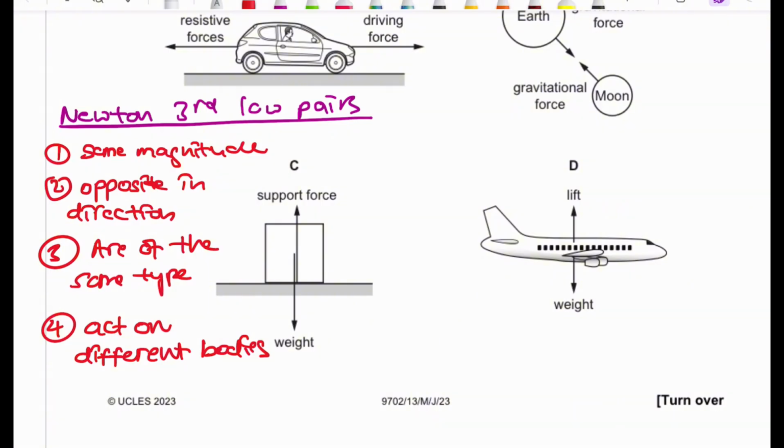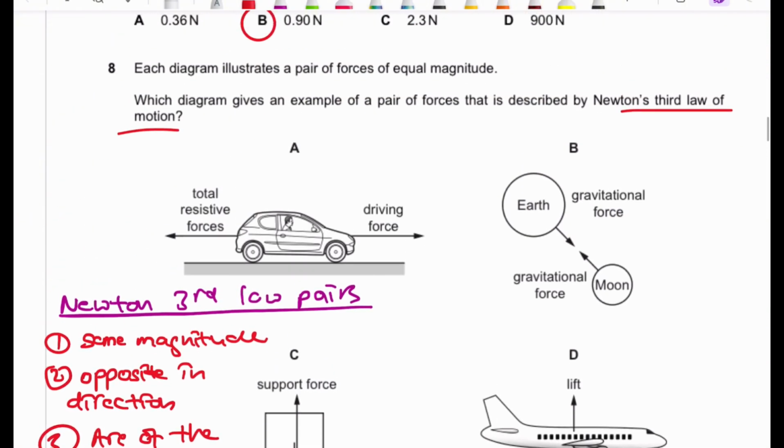These questions have been coming a lot, so you basically need to know these four things. They have to be the same magnitude, opposite in direction, same type, and act on different bodies. So let's start with A. You have a total resistive force acting backwards, but a total driving force acting forward.